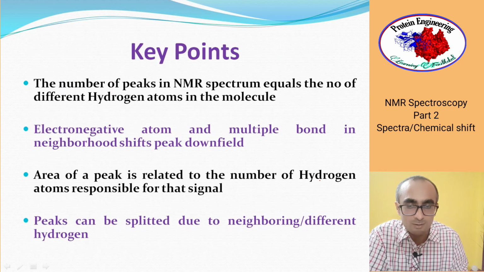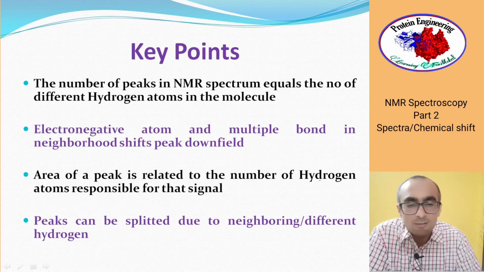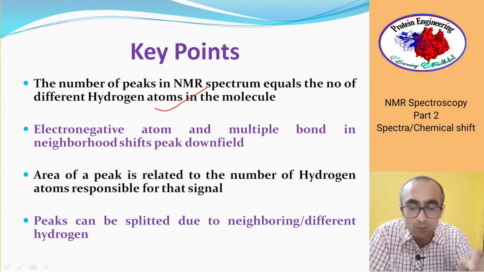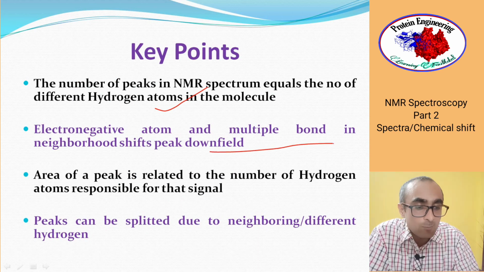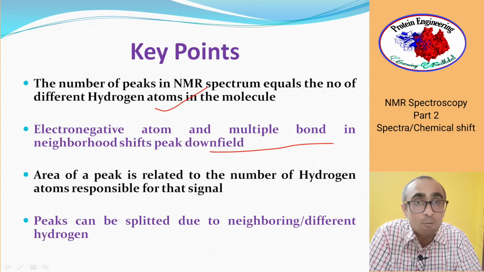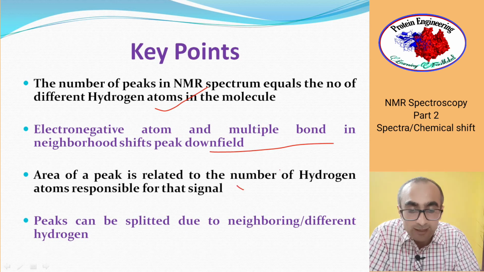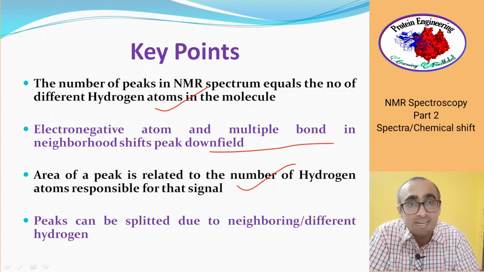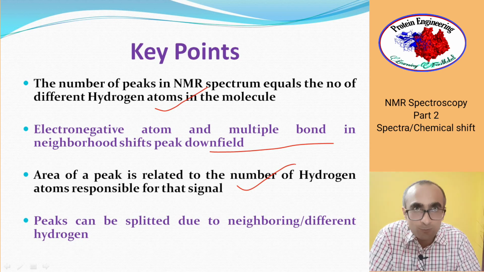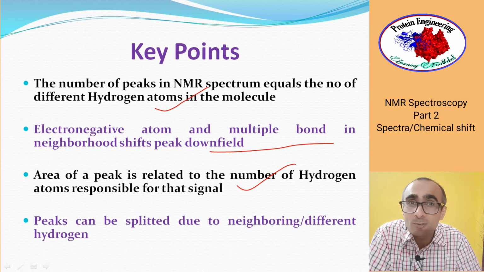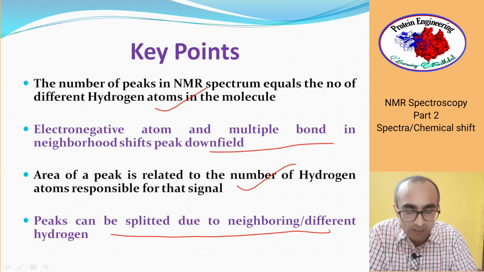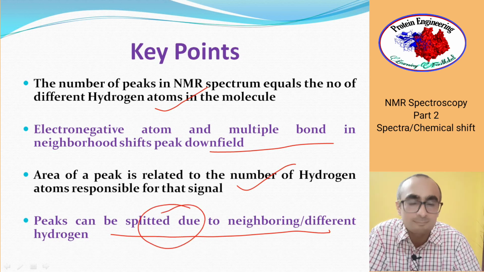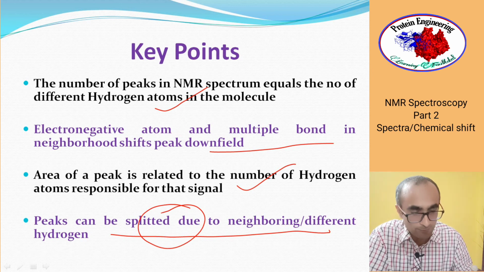So the key points to remember from this lecture: the number of peaks in NMR spectra equals the number of different hydrogen atoms in the molecule. Electronegative atoms and multiple bonds in the neighborhood shift peaks more downfield. And the area of a peak is related to the number of hydrogen atoms responsible for that signal. In fact, by integration of areas of different peaks, the relative number of hydrogen atoms can also be calculated. And a peak can be split due to neighboring different hydrogens. This we'll discuss in the next lecture. The splitting of peaks, let's say spin-spin coupling.